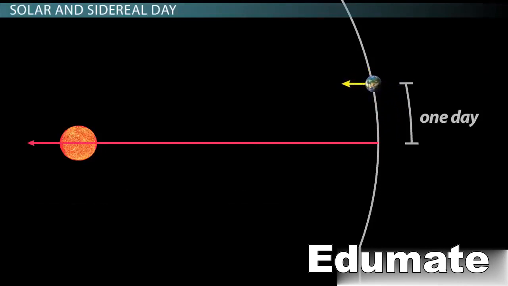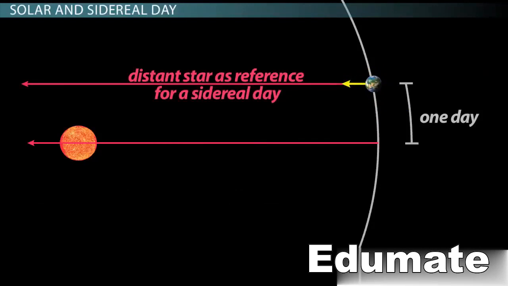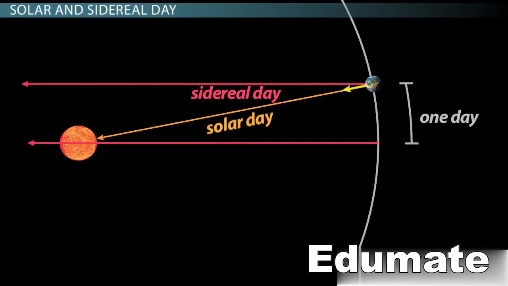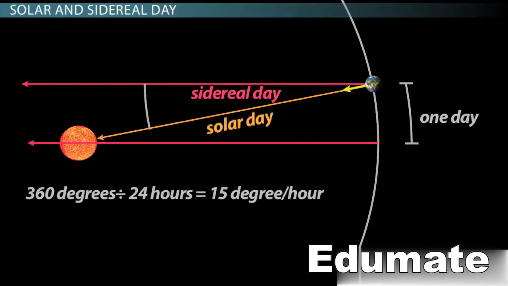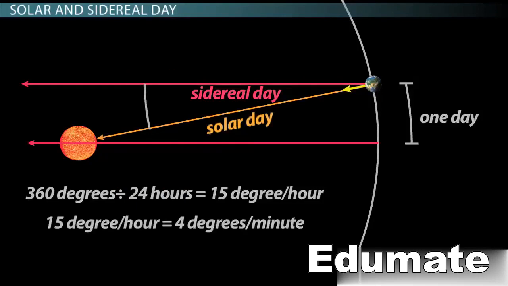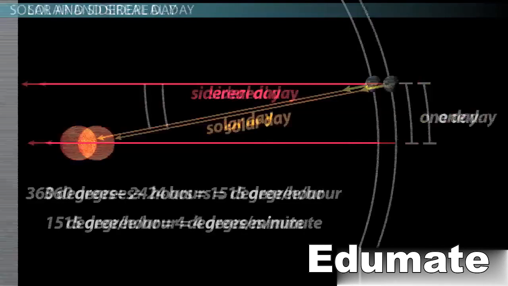This means the sun appears to move on our sky 1 degree from west to east relative to the distant, or quote, fixed stars. Therefore, the Earth has to turn about 4 minutes more each day for 1 full solar day to occur. We get this number by dividing 360 degrees by 24 hours for 15 degrees in 1 hour, and thus about 4 minutes per degree.